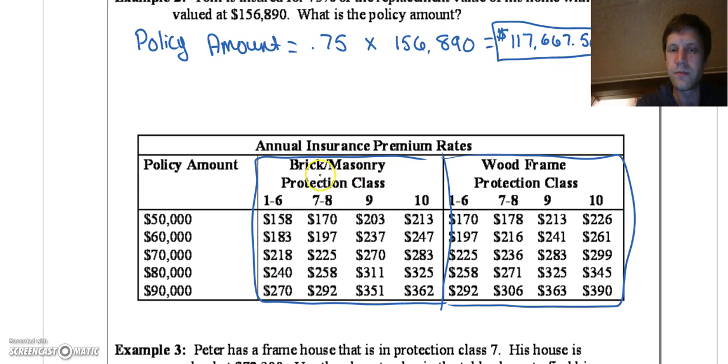Brick and masonry. Just think brick, like that's for a brick house. This other one's going to be for a wood house. Wood house is going to be more expensive. It burns more easily. So the insurance is usually going to be more if damage is more likely to occur, because the insurance company doesn't want to lose money, right?